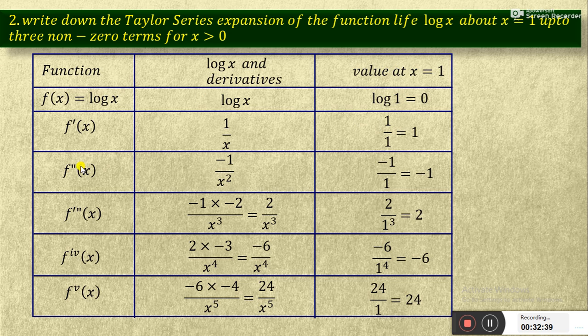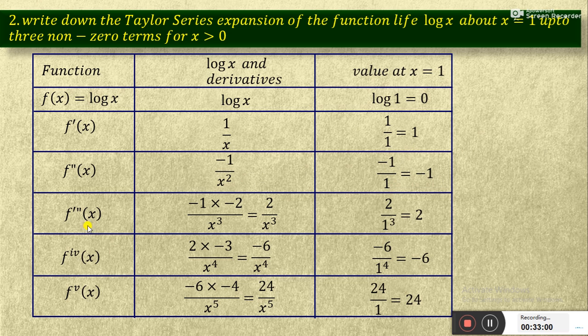So next I find f double dash, the second derivative. f double dash of x means I differentiate 1 by x. Differentiation of 1 by x is minus 1 by x square. So here I substitute x equal to 1, so minus 1 by 1, which is minus 1.